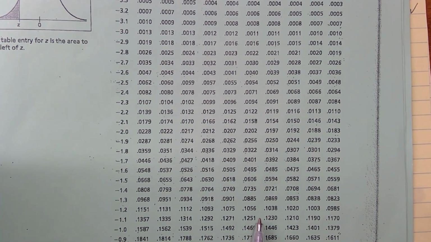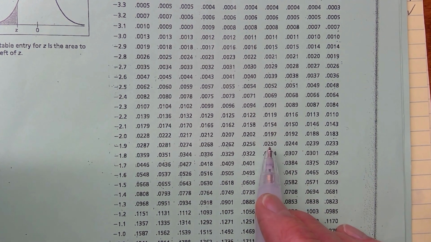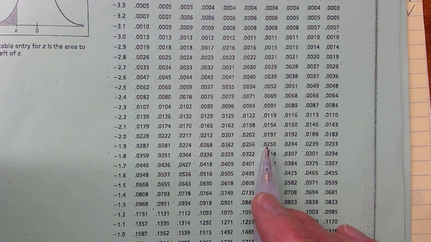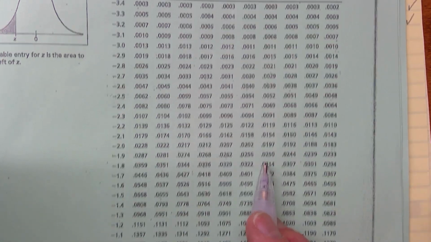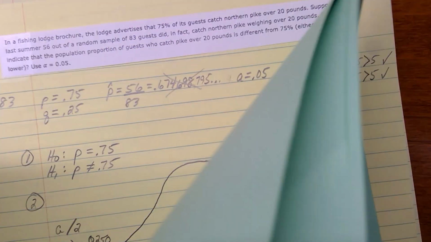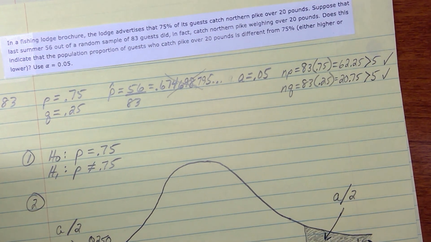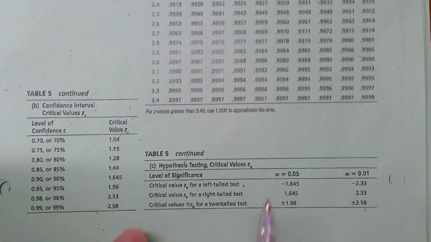So I'm looking for 0.0250. And there it is right there, 0.0250. That's 2.5%. Now what z produced that? Negative 1.9. And let's follow it up to 6. So negative 1.96. And then of course there's a quicker way if you use your cheat sheet.